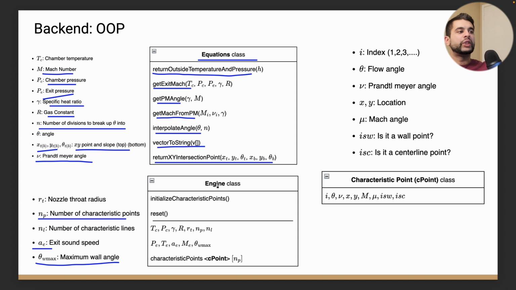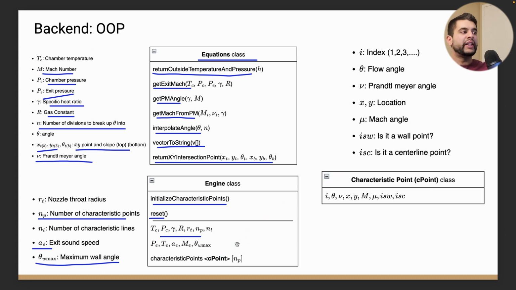For the engine class, you will have initialized points and then reset, because in our app, you can update it in real time. So you can do it. For the engine, we will have all these parameters in there. And we will have an array of points. Each array will be a point object. And this will be the number of points, right?